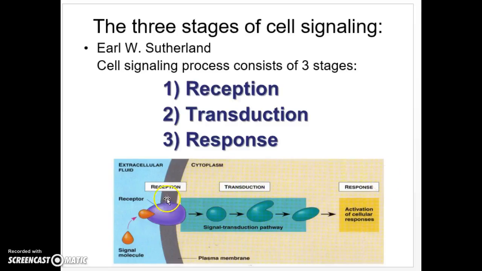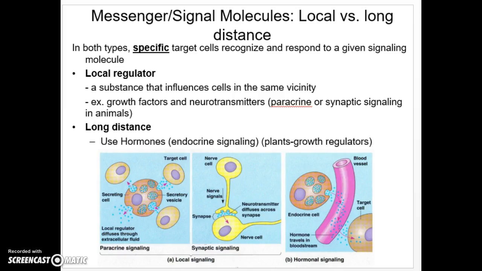So reception is often on the cell membrane. So from outside of the cell, a signal comes. And the transduction is simply how it gets through the cell to its destination where the response is going to occur. The messenger that comes and brings the information or the signal is a signal molecule. And it can come from locally or it can come from a long distance.